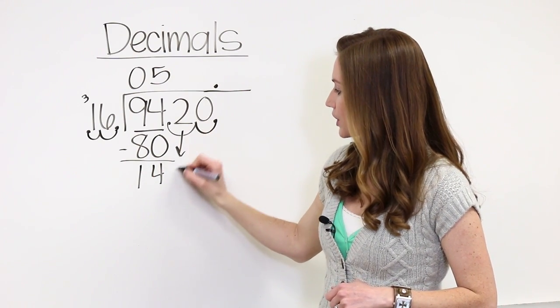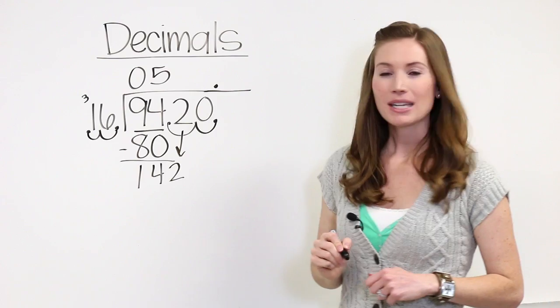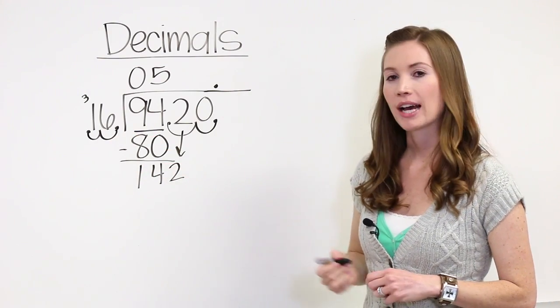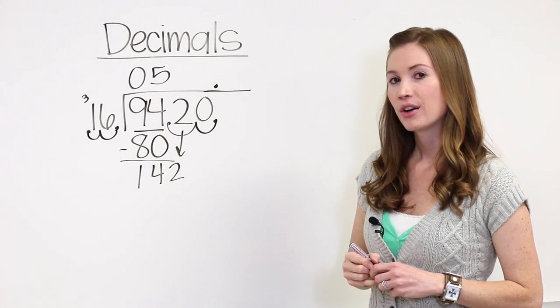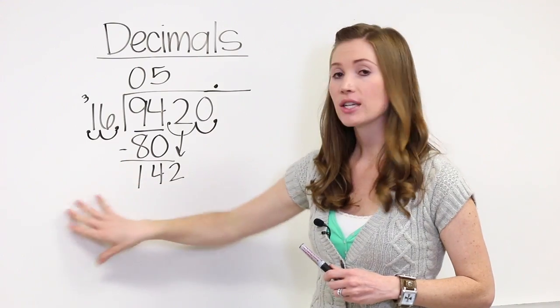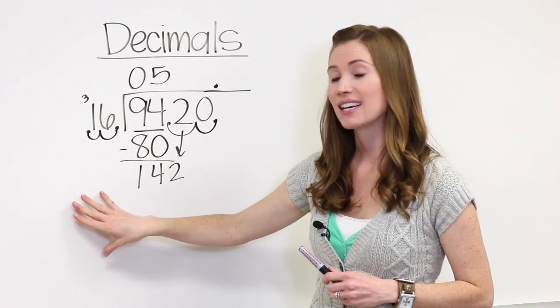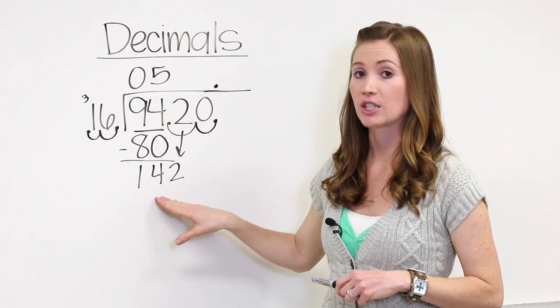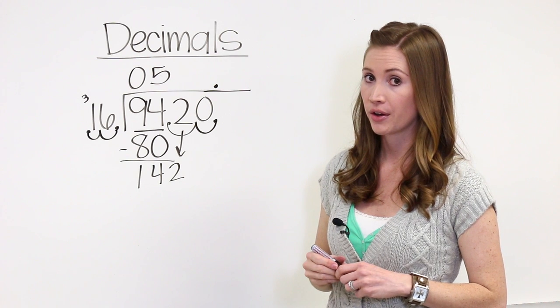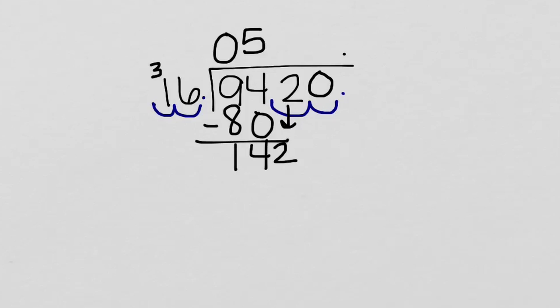Now we'll bring down our 2. How many times can 16 go into 142? Again, if you don't know, you can always do multiplication problems to the side until you get close to 142 without going over. In this case, it can go in 8 times. 8 times 6 is 48. We write the 8 and carry the 4. 8 times 1 is 8. Plus 4 is 12.